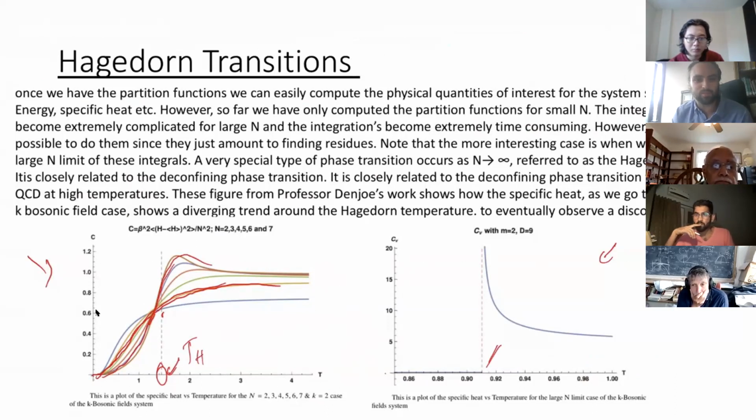Is there a quick physical summary of what the Hagedorn transition was about? Like in terms of what you might see in an experiment or something? Open question as well for Denjo. It's the confining-deconfining transition in QCD.